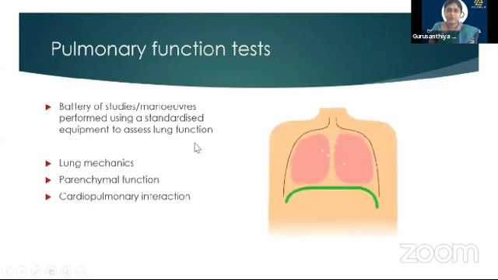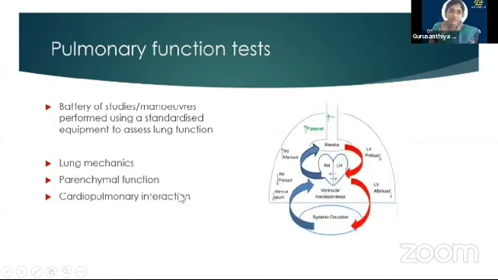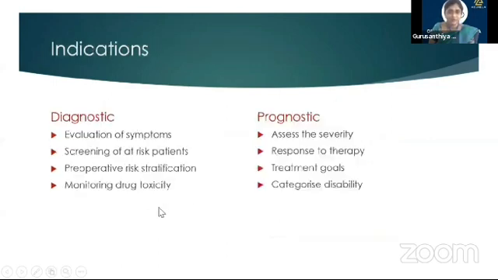In order to assess the lung function, it involves three main parameters. One is lung mechanics, which involves measuring the lung volumes and capacities. The other one is gas exchange, which is primarily a parenchymal function. And third is the interaction between the heart and the lungs, between the right heart and left heart and the bilateral lungs, which involves the cardiopulmonary interaction.